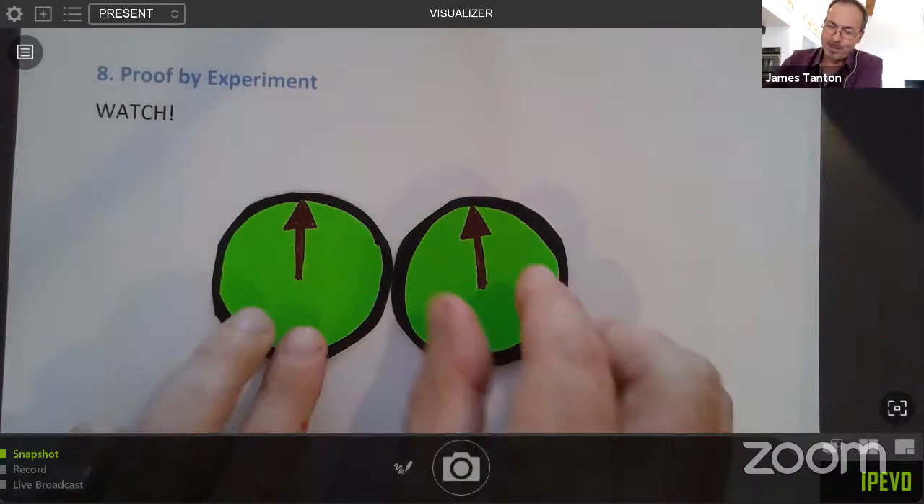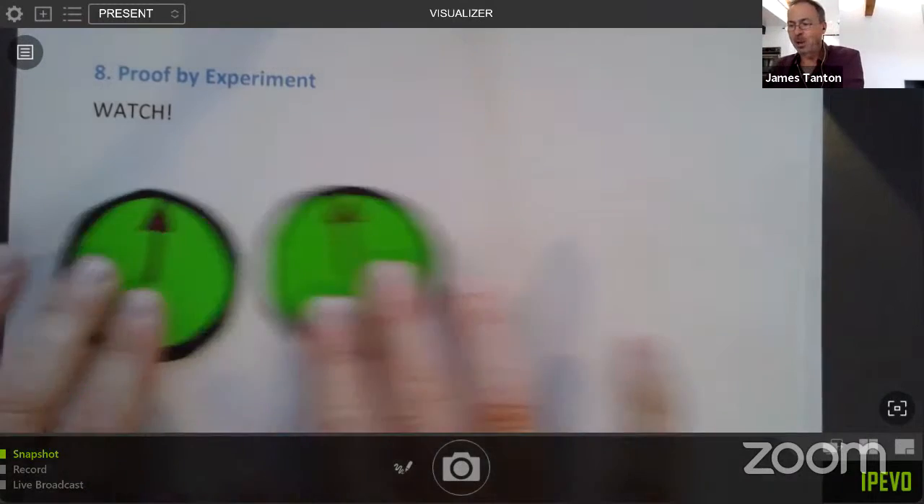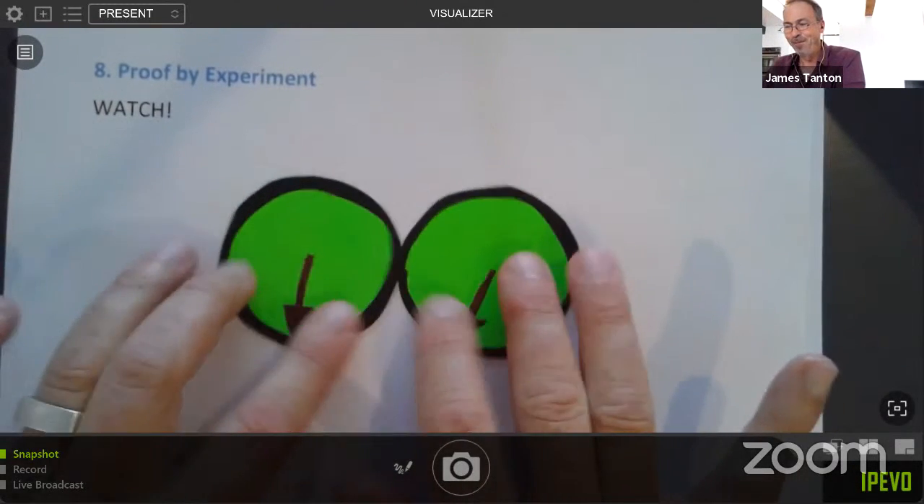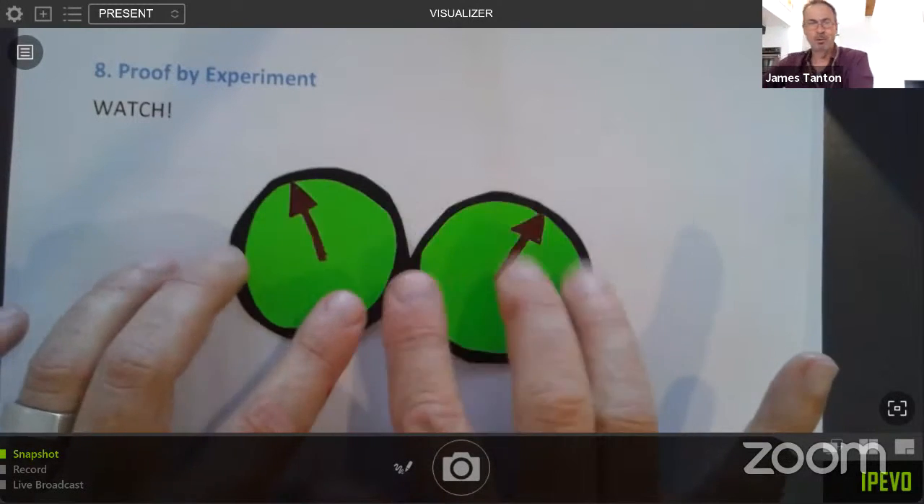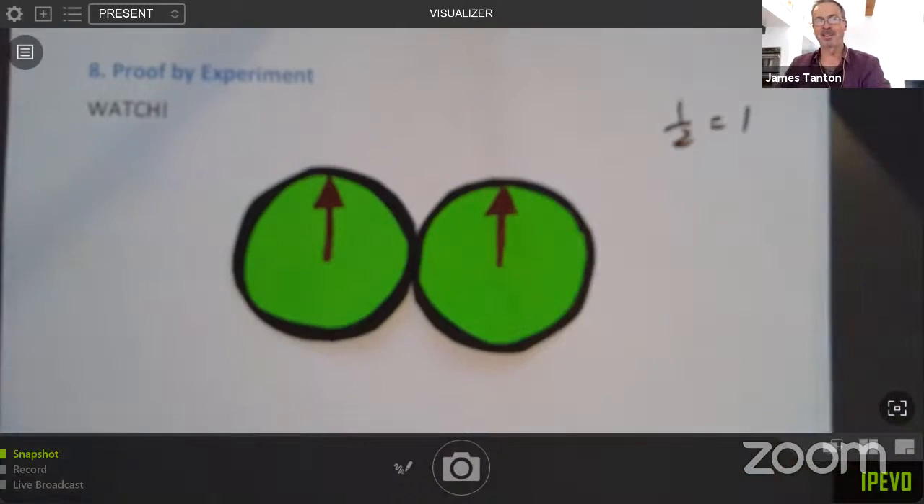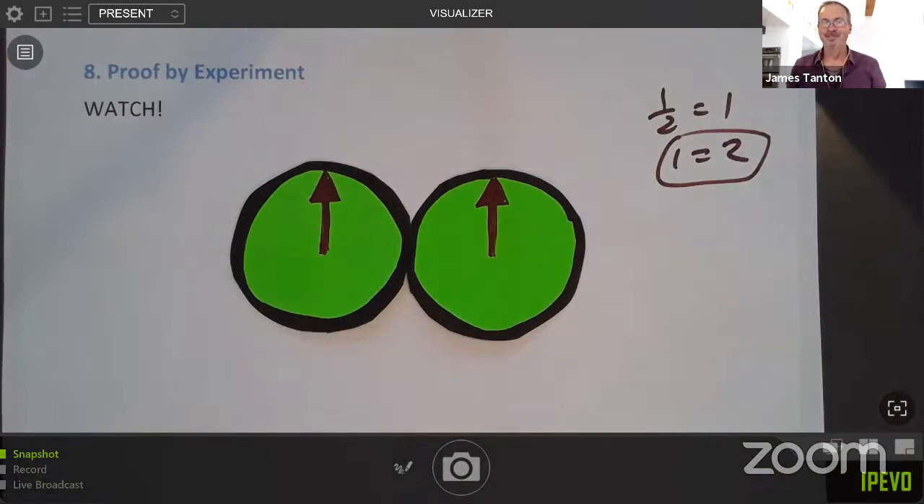So going halfway around a circumference has the same effect as going a full way around the circumference. Oh, beautiful. So half circumference equals a full circumference. A half equals 1. Double everything, 1 equals 2. Done. Proof by experiment. Love it, love it, love it.